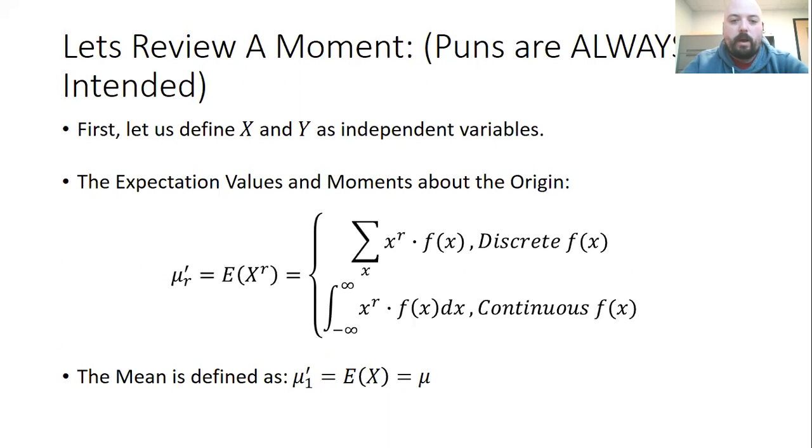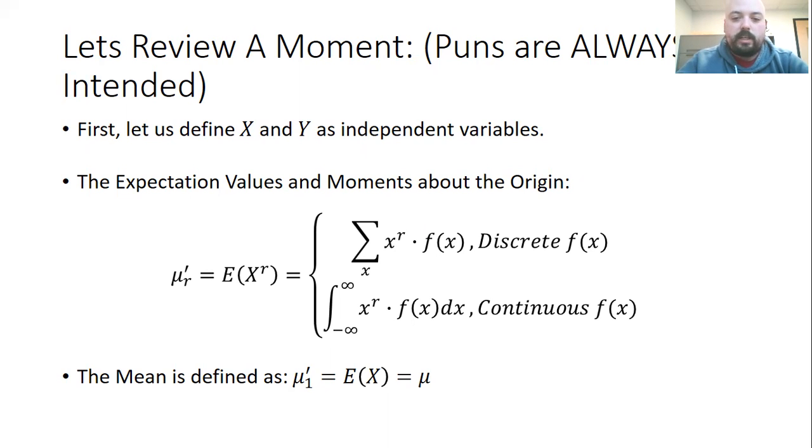So I want to move back a little bit for a review. If we remember the moments that we talked about before, in terms of finding expectation values and all these sorts of things that define the statistics of our distributions, we will first define two independent variables, capital X and Y. These are separate from the other things that we were talking about before.